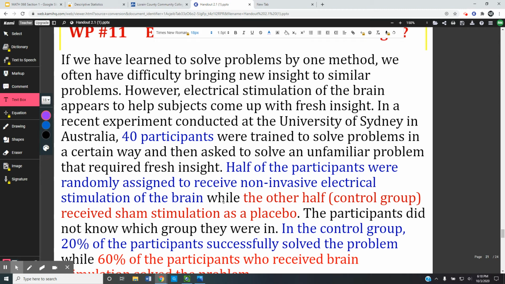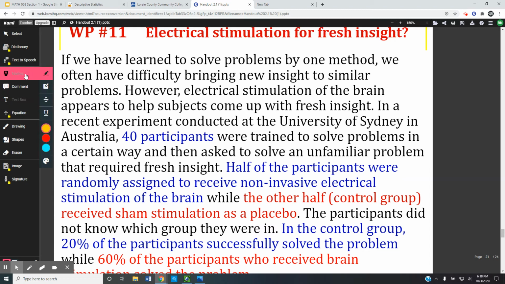Okay, so hopefully you took a look at it, and here's what it says. It says that if we have learned to problem solve by one method, we often have difficulty bringing in new insight to similar problems. However, electrical stimulation of the brain appears to help subjects come up with fresh insight. In a recent experiment conducted at the University of Sydney in Australia, 40 participants, okay, so that's important. I'm going to do a little highlighting while we're here. So 40 participants were trained to solve problems in a certain way and then asked to solve an unfamiliar problem that required fresh insight.